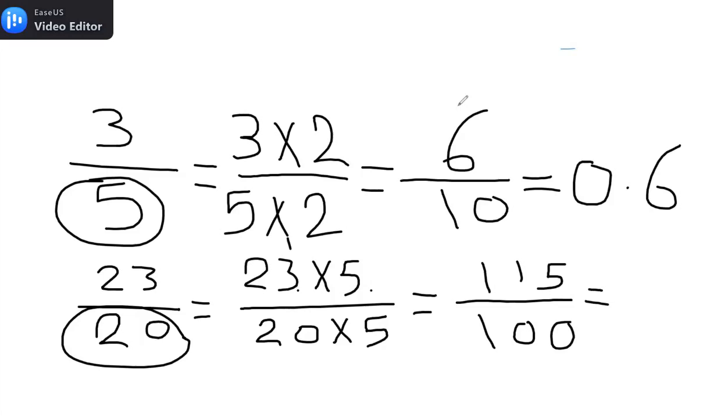1.50. 15. One or 15. But the correct way to pronounce it is 1.15. Okay? 1.15. Okay.